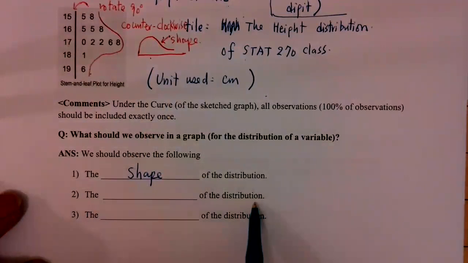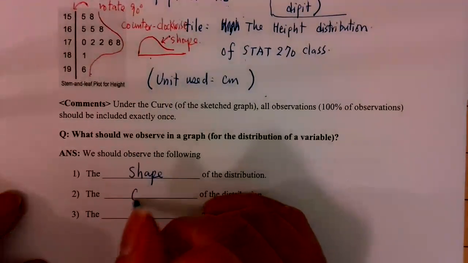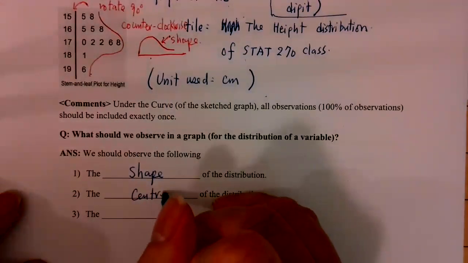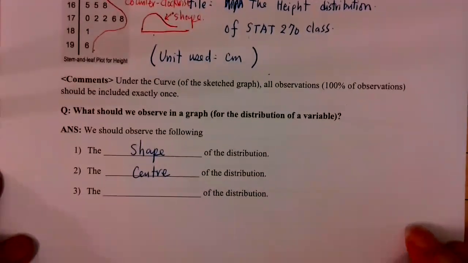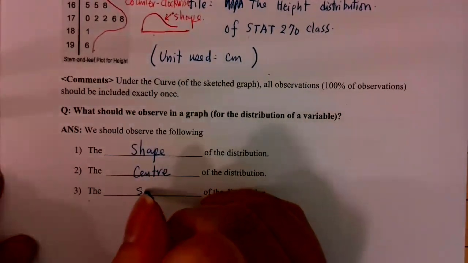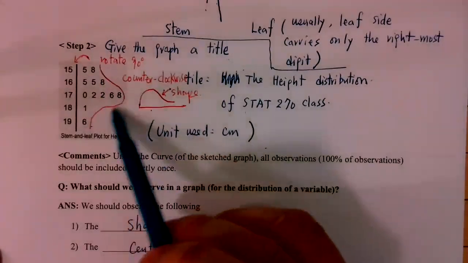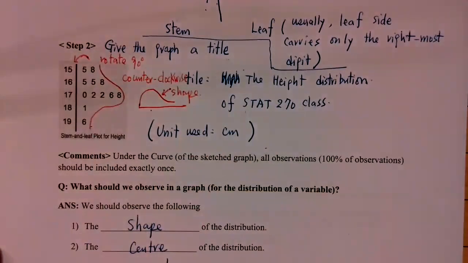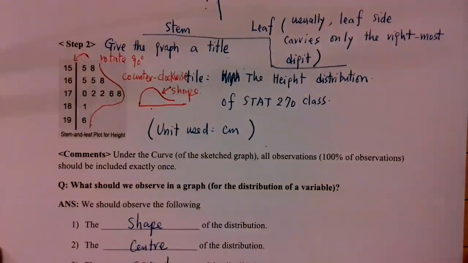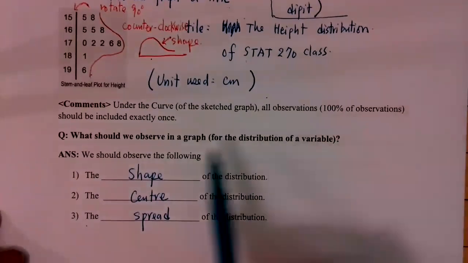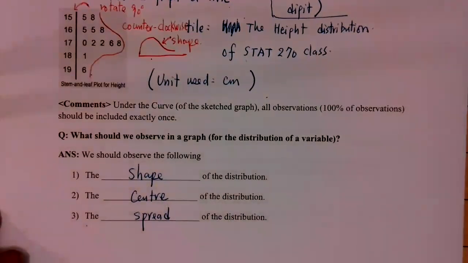And what else should we look at in the graph? We should look at the center, and we should look at the spread. So when people give us a graph, a picture, how are we going to describe what we see? We describe the shape, the center, the spread, okay?